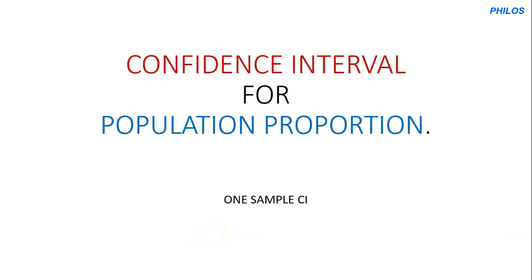Hello, welcome. In our previous tutorial, we looked at confidence interval for mean when the population standard deviation is known and also when the population standard deviation is unknown. But in today's tutorial, I'm going to take you through confidence interval for population proportion. So without wasting much time, let's start.